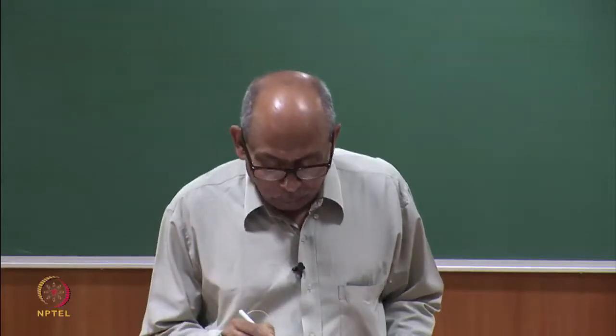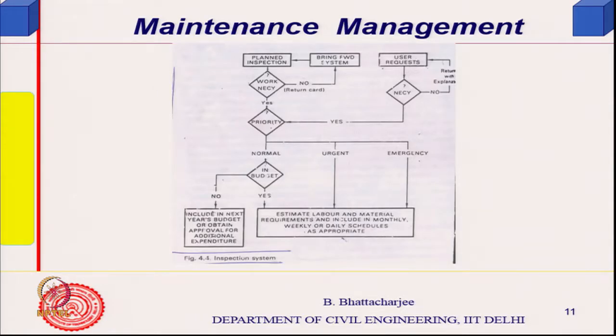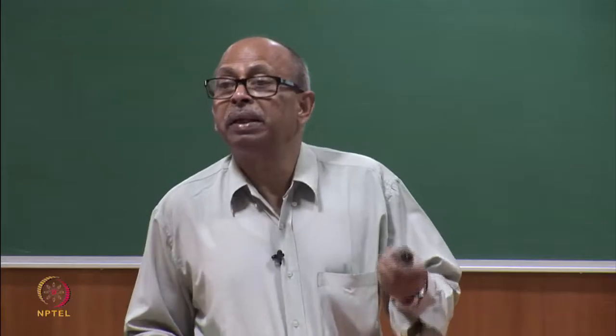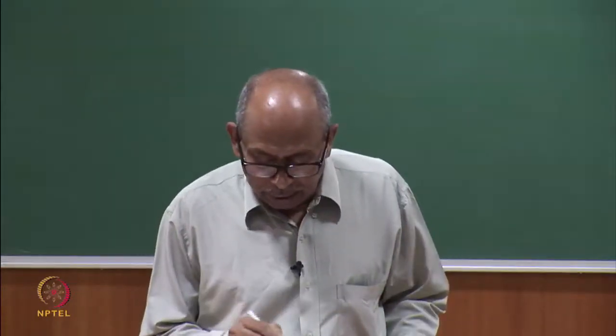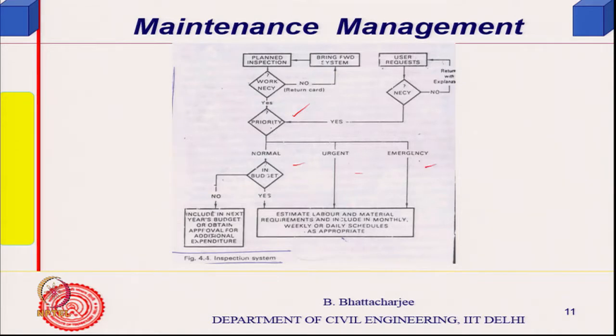First you will see whether the work is necessary. If it is necessary, then you also have to decide the priority. Some items, when you have gone for inspection, you might find that it is very urgent to be done. So, you decide the priority, whether it is normal, urgent or emergency. First you find out whether work is necessary; if not necessary, then put it back for the next year's inspection, right. If it is necessary, see the priority, normal, urgent or emergency.